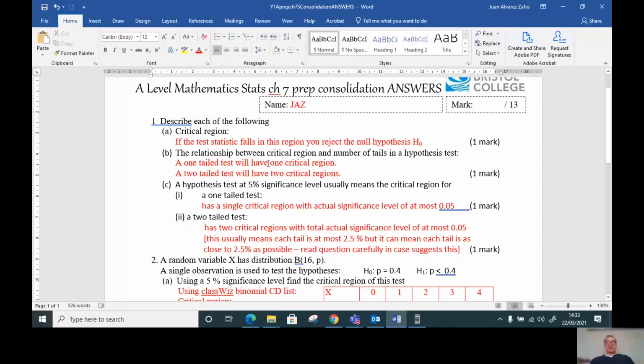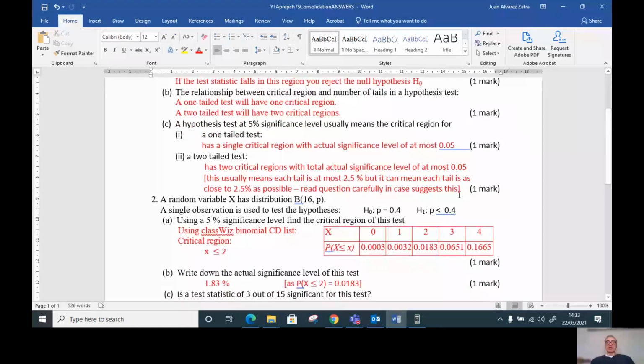The relationship between critical region and the number of tails in a hypothesis test: a one-tailed test will have one critical region, a two-tailed test will have two critical regions. C, a hypothesis test at 5% significance level usually means the critical region for a one-tailed test has a single critical region with an actual significance level of at most 0.05. Of course, we calculate the actual significance level by looking at the size of the critical region. That's the probability of lying in the critical region once we've calculated the critical value.